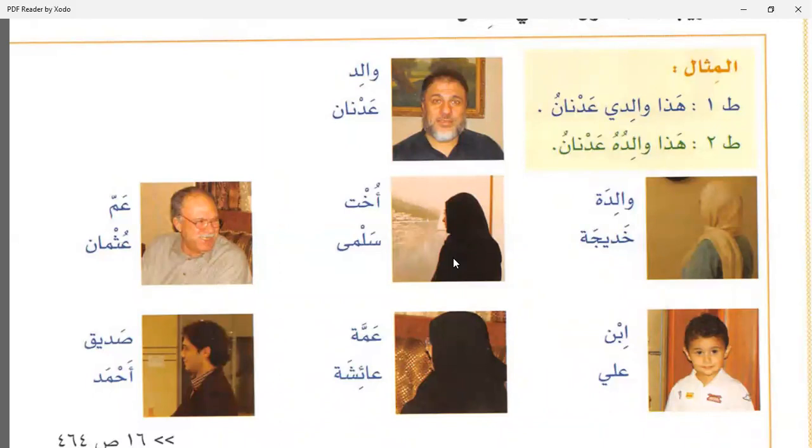أختي سارة. هذه أخته سارة. هذا أمي. إيش أمي؟ أمي. هذا أمي. What's that name? عثمان. هذا عمه عثمان. هذا ابني فهد. هذا ابنه فهد. أماتي. هذه أماتي عائشة. هذه عمته عائشة.